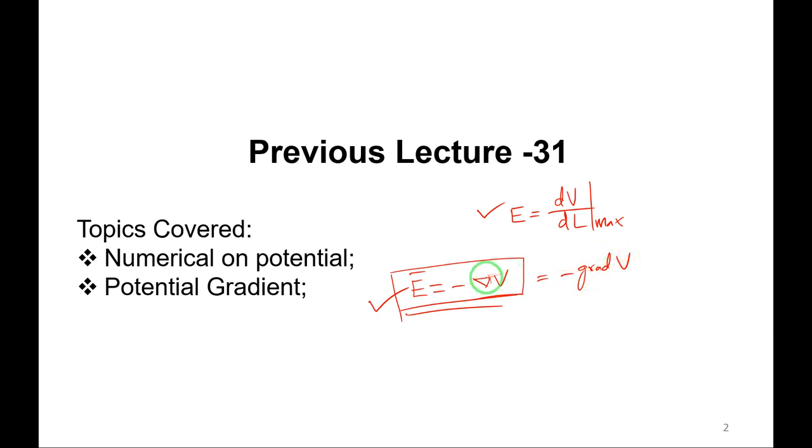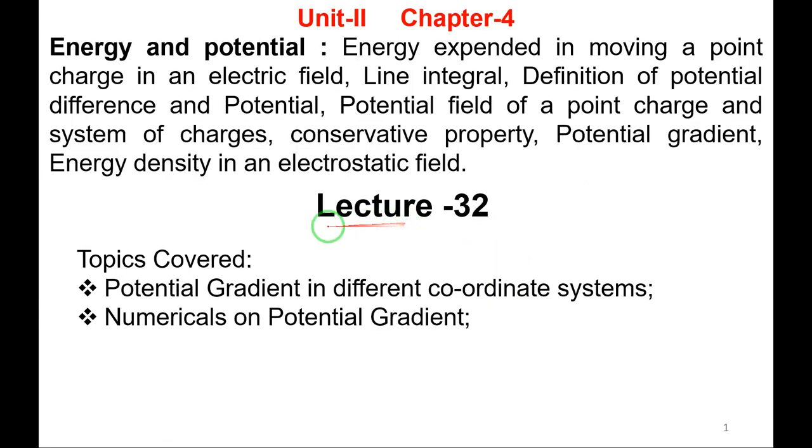This is the gradient operator. It is actually a del operator, but we call it a gradient operator here. Also we can read it as gradient of V, but usually we will be using this. In today's lecture, we will see the potential gradient in different coordinate systems and also a few numericals on the potential gradient.